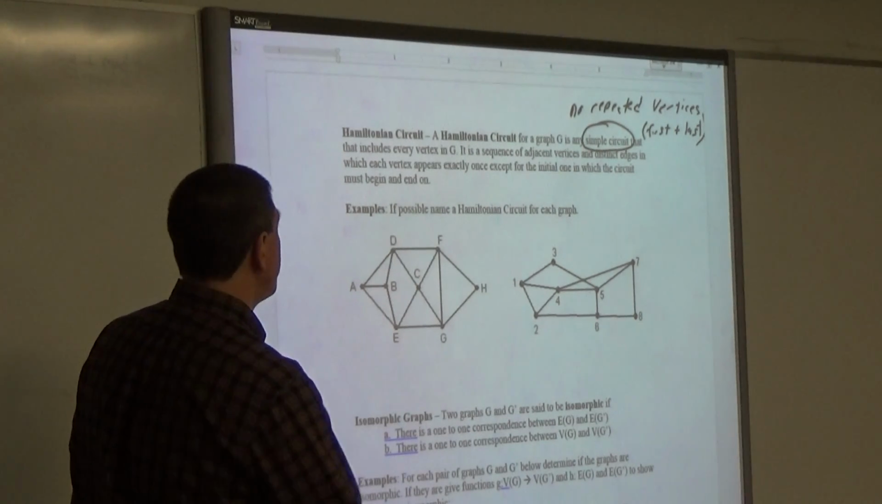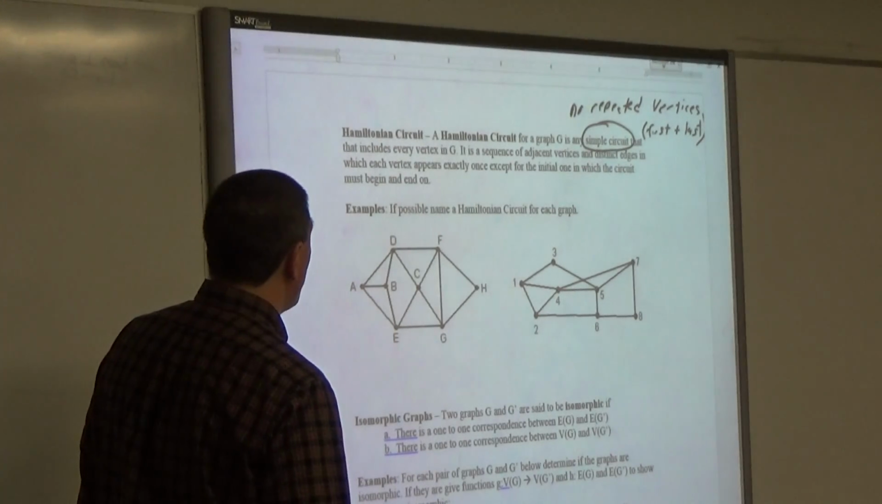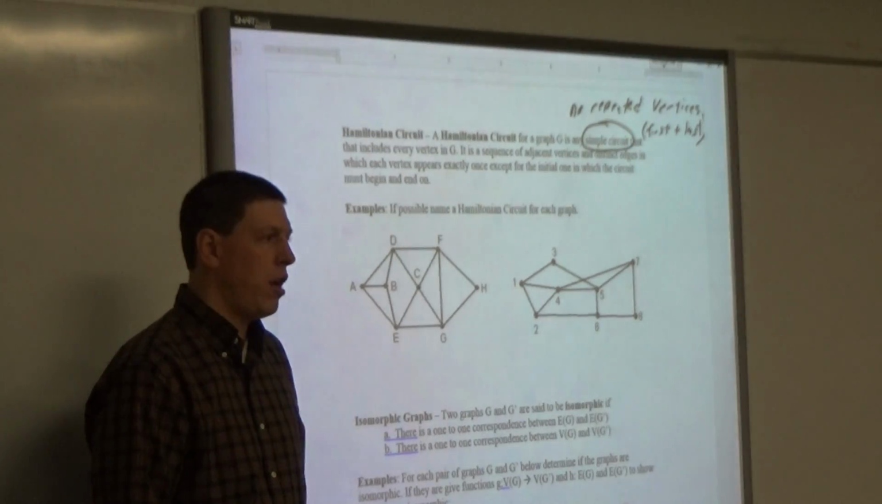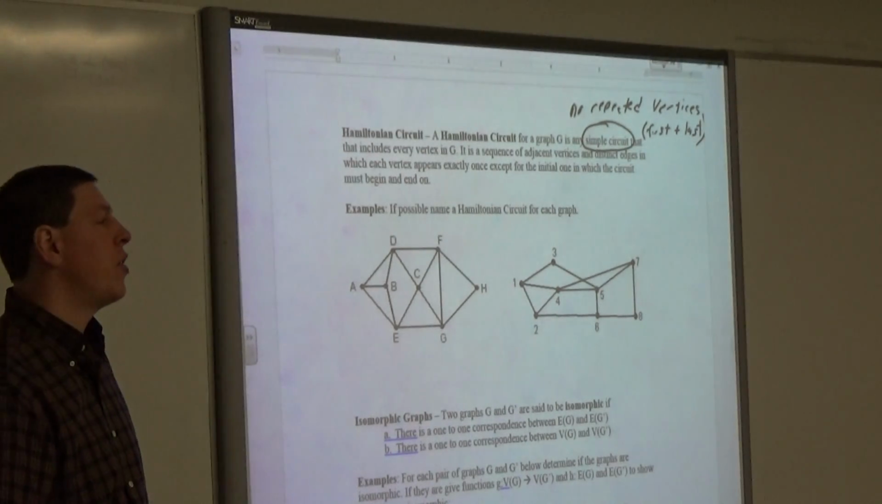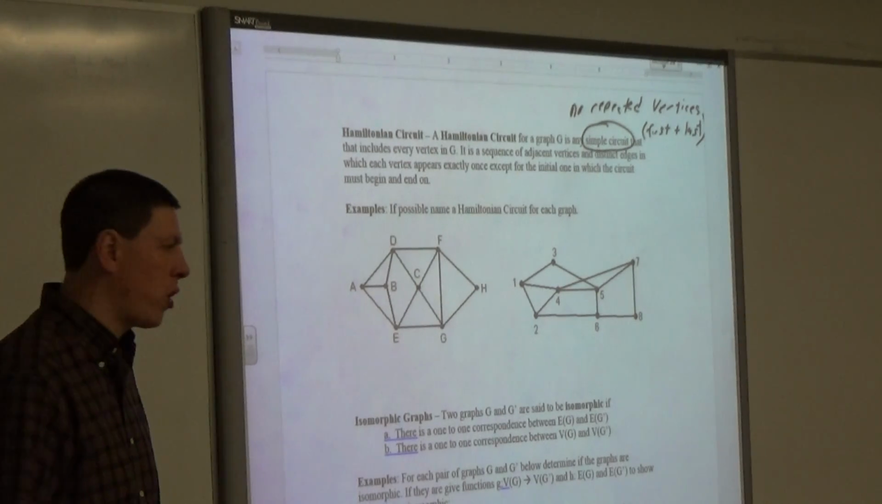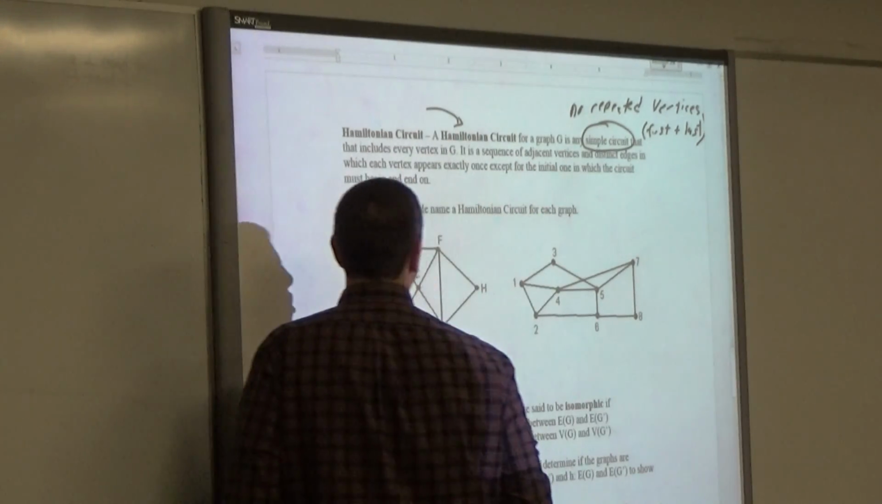So let's determine if there's a Hamiltonian circuit for each graph. I want you to notice that I didn't say anything about having to use all of the edges. Some of you might be looking at this and saying there's no way to do this because I have to use all the edges. That's in an Euler circuit. In a Hamiltonian circuit, you don't have to use all the edges.